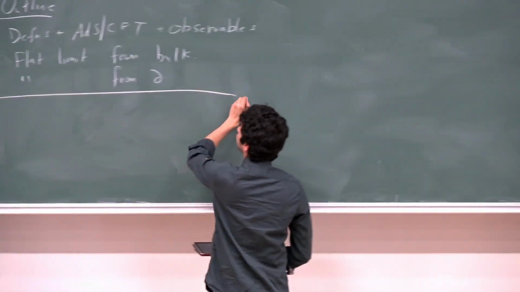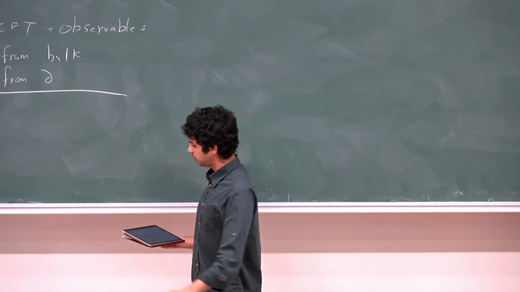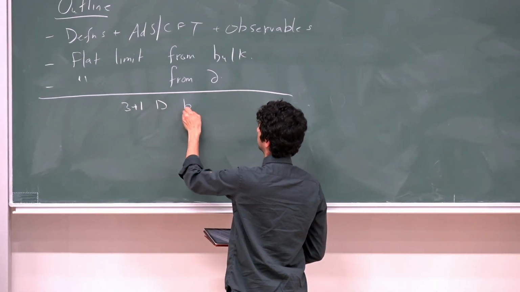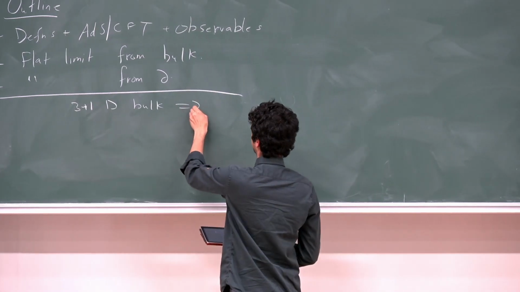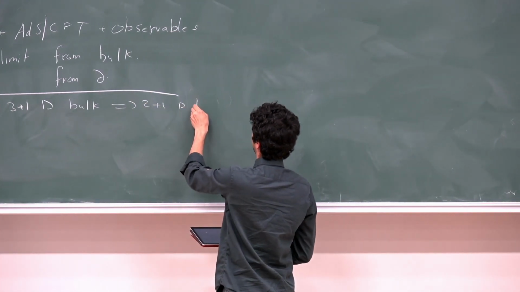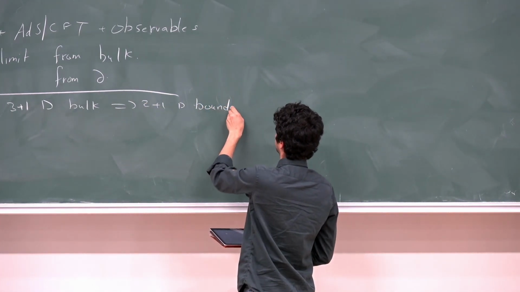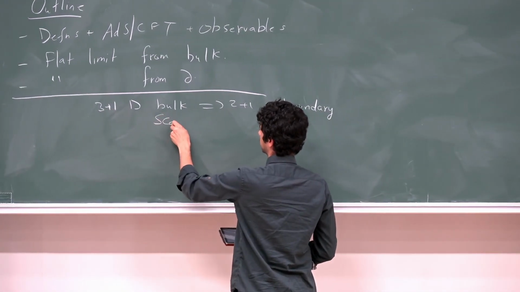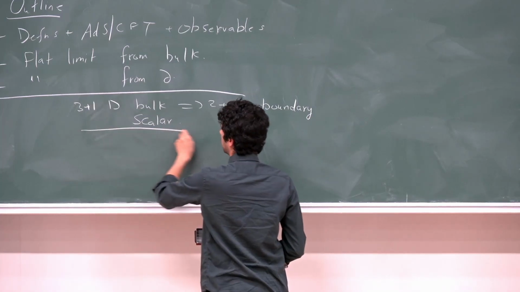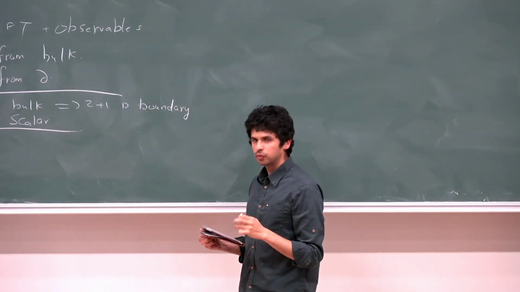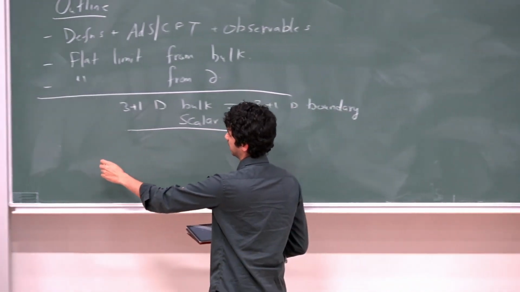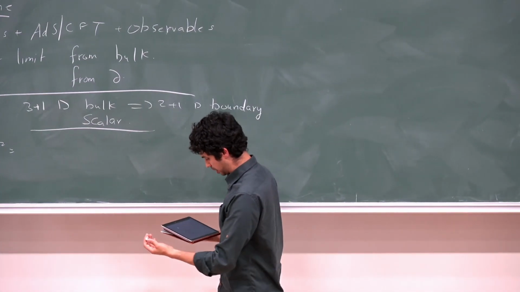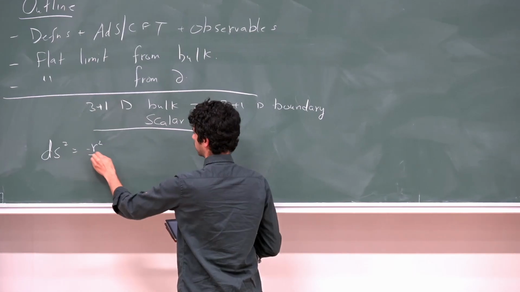So for this talk, I will be in 3+1D bulk. So this implies a 2+1D boundary, and I will only consider scalar fields. Okay. So let me first define AdS. I'll just give you the metric of AdS in specific coordinates. These are the coordinates I will use throughout the talk.